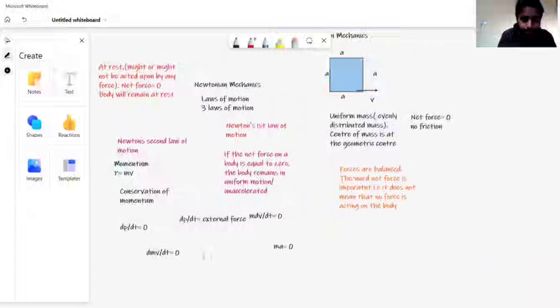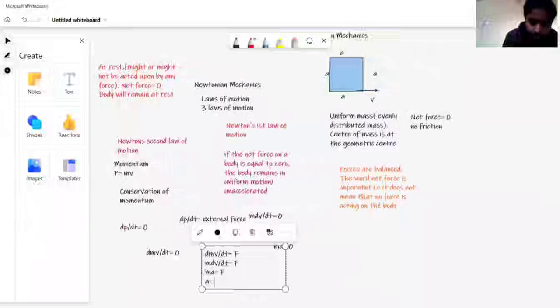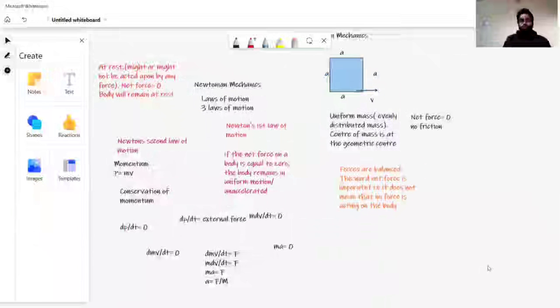Here you can write d in place of t. You can write mv by dt is equal to F. Then you can write m dv by dt is equal to F. Then m dv by dt, which is a, is equal to F, or you can write a is equal to F by m. This is Newton's second law of motion.